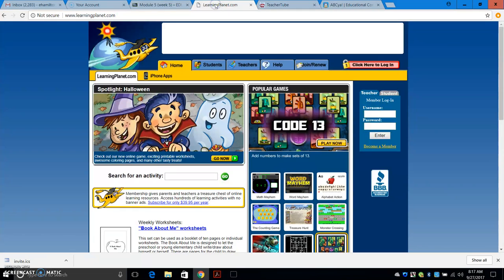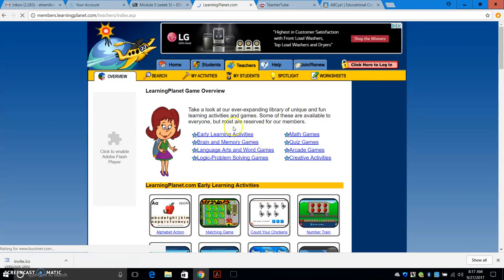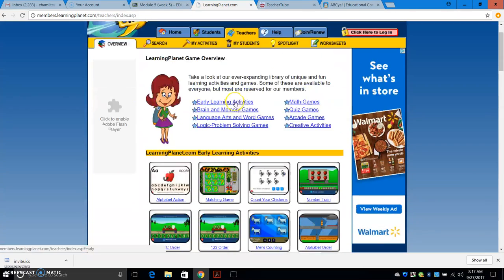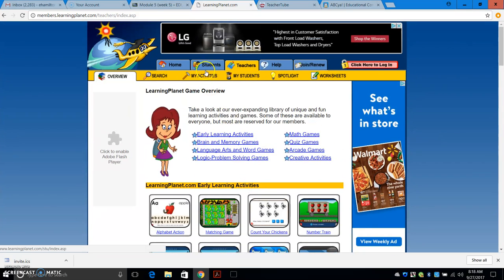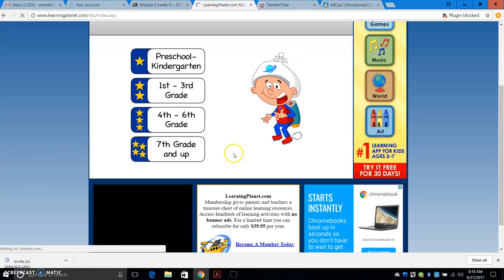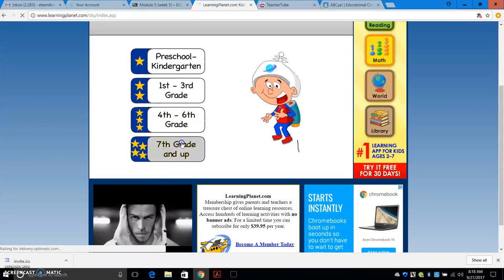This one's Learning Planet. Learning Planet's pretty cool because there are some strategies for teachers to help implement some of the strategies students might be learning inside their classroom. And there is a place for students. Again, it goes 7th grade and up, which is really good. So let's see what they have for 7th grade and up.